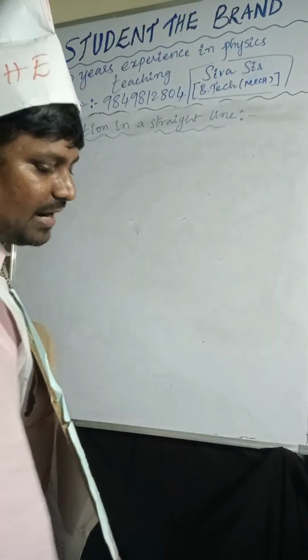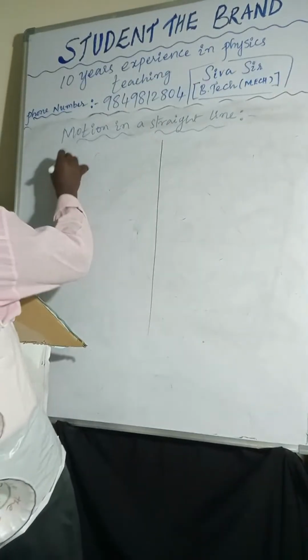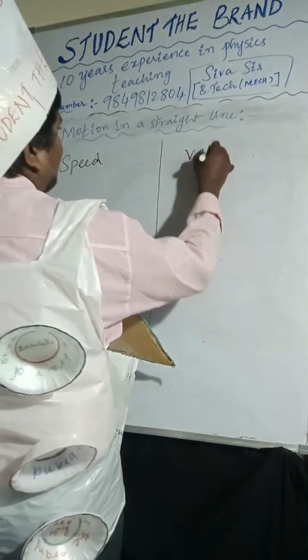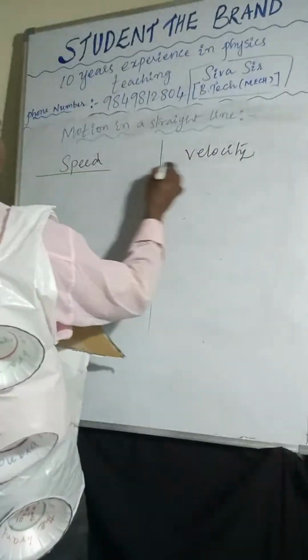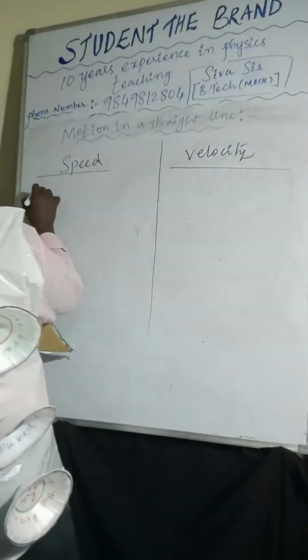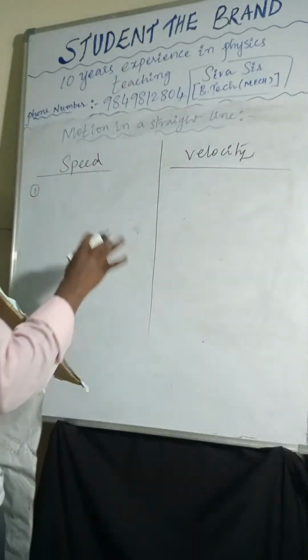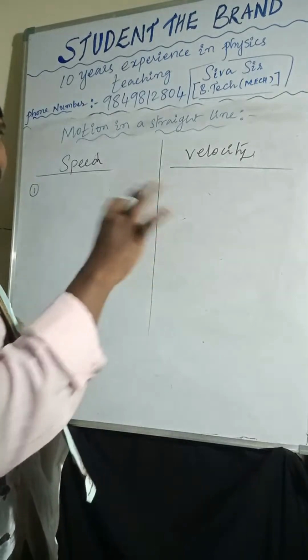Speed is distance by time taken. On this side I will write speed, and on the other side I'm taking velocity. So speed equals distance by time taken. Based on this concept, there are expected questions. This is a very important concept, so make sure that you are learning it.